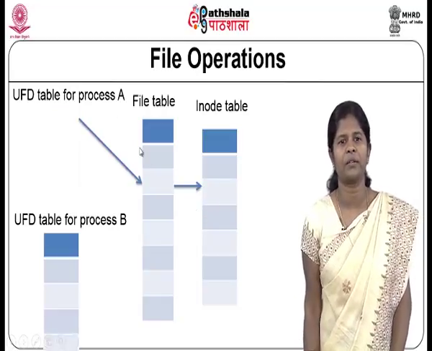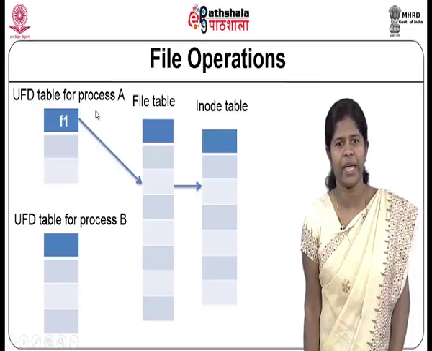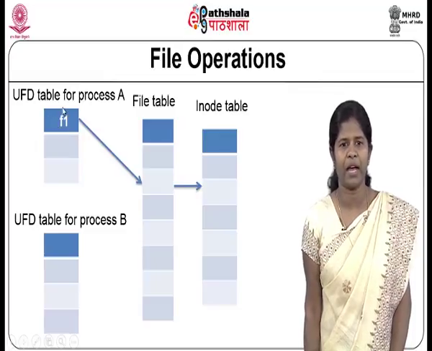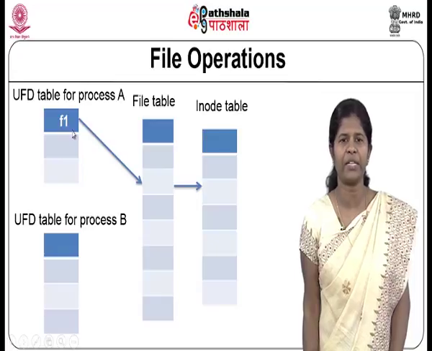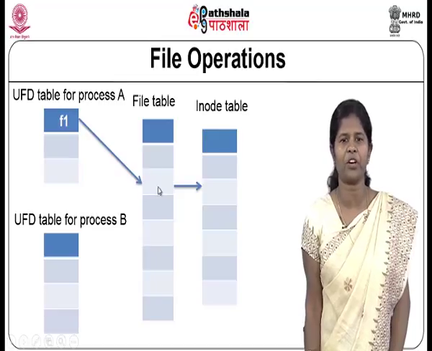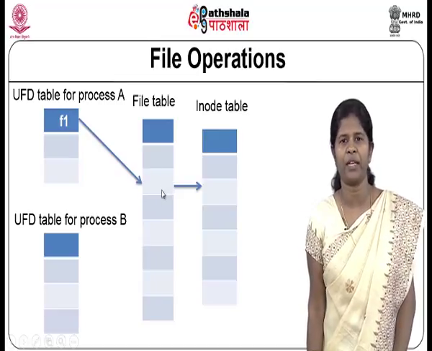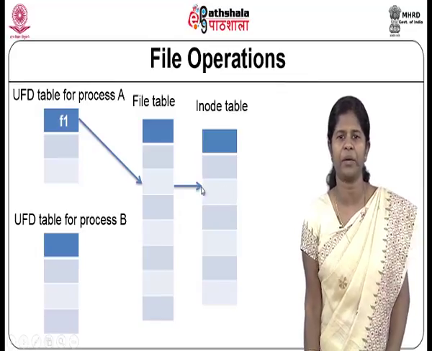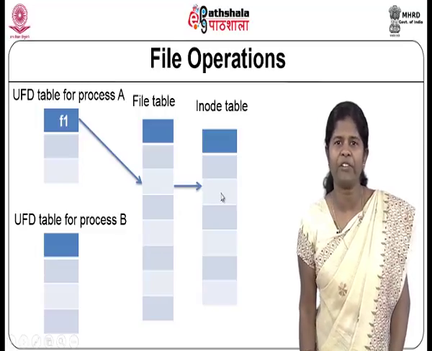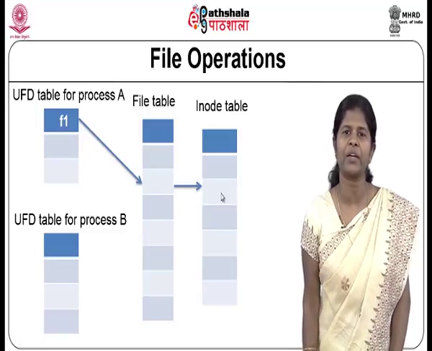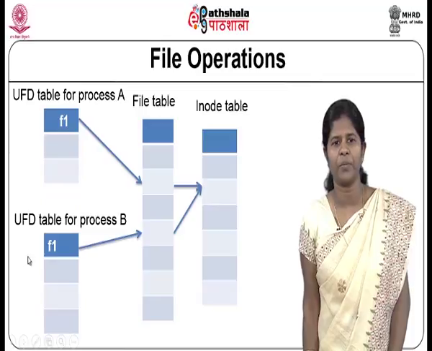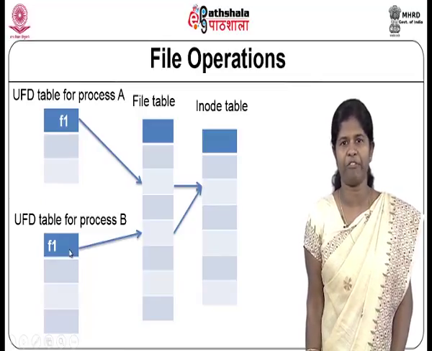Now, suppose this process A opens a file, and then in that case an entry will be made in the user file descriptor table for process A, and that entry will point to an entry in the file table corresponding to this particular file, say F1, and that will point to an entry in the inode table corresponding to that particular file F1. This inode will also have information about the location in the disk where the contents of the file have been stored. Suppose process B also opens the same file F1.